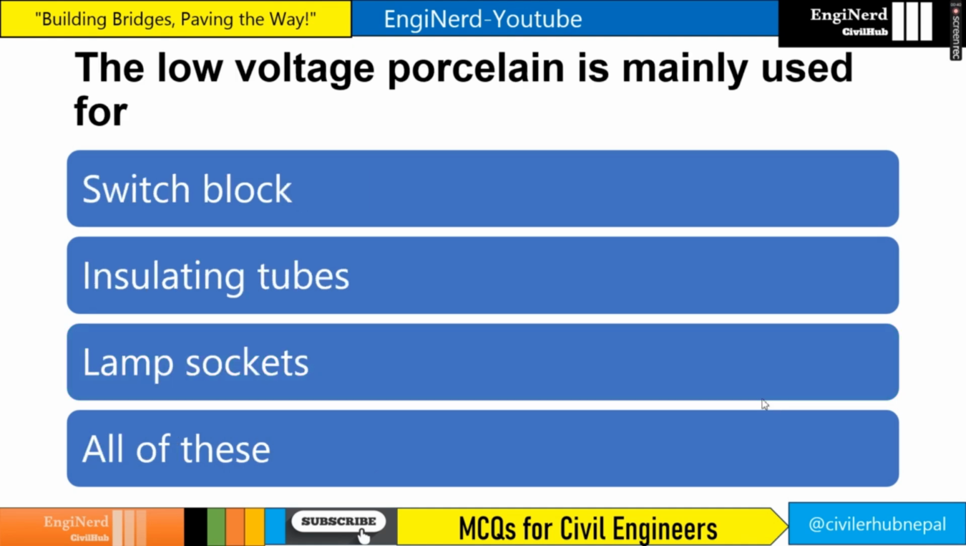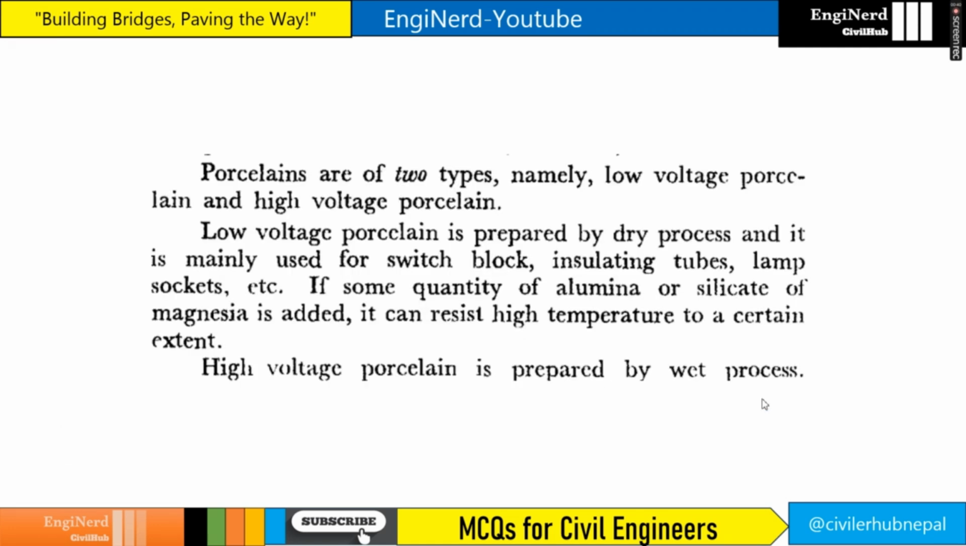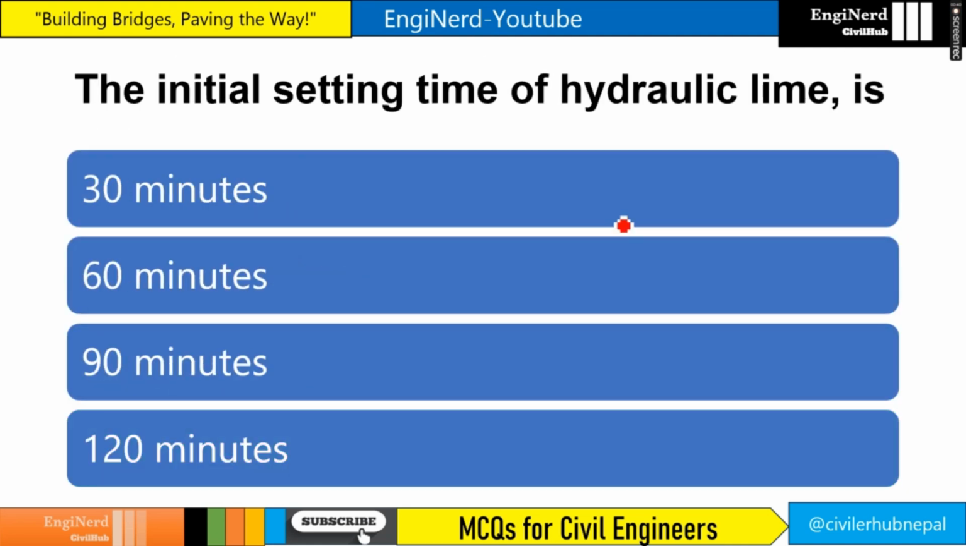The low voltage porcelain is mainly used for switch block, insulating tubes, lamp sockets, all of these. So if you see in the porcelain, there are two types, right? Low voltage porcelain and high voltage porcelain. Low voltage porcelain is prepared by dry process. This is also an important point from the point of objective. This will also be asked, and it is mainly used for switch blocks, insulating tubes, lamp sockets, etc. Right? The answer is all of these.